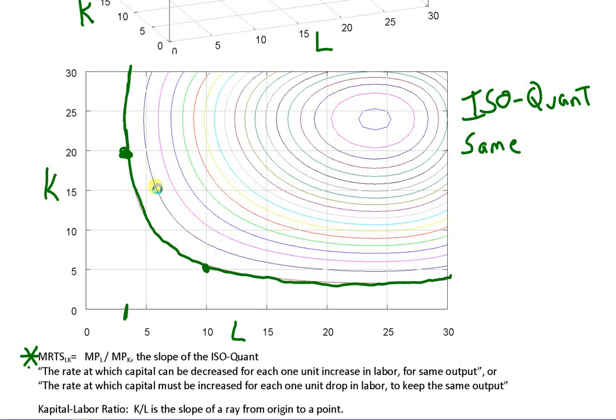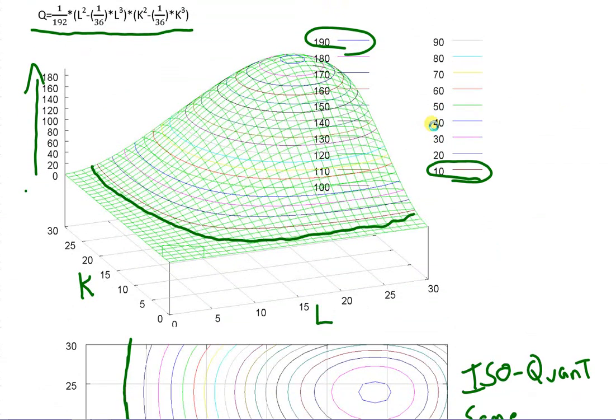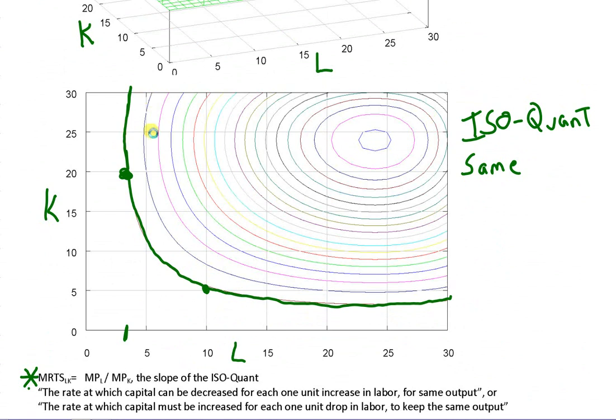So 10 for this one, and then we can look at the little key up here, 20, 30. So these go by tens on both figures. So this one would tell us all the combinations for 20 output and 30, etc.